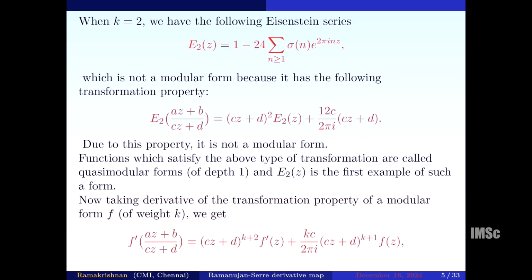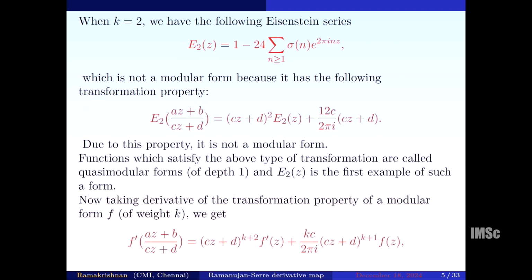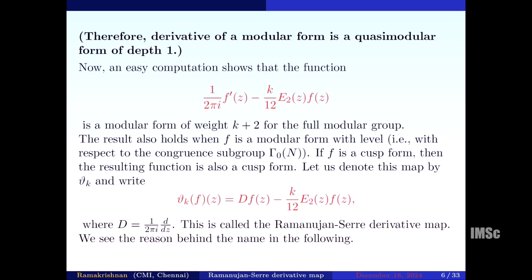If you take the derivative of this, E2 will have another 2 terms. So whatever extra terms there are other than this will be called the depth of the form. Now take the derivative of the modular form transformation here. We have f dash of the transformation is given by (cz+d) to the power k+2 times f dash, and then one extra error term comes. Therefore, the derivative of the modular form is not modular. It is a quasi-modular form of depth 1.